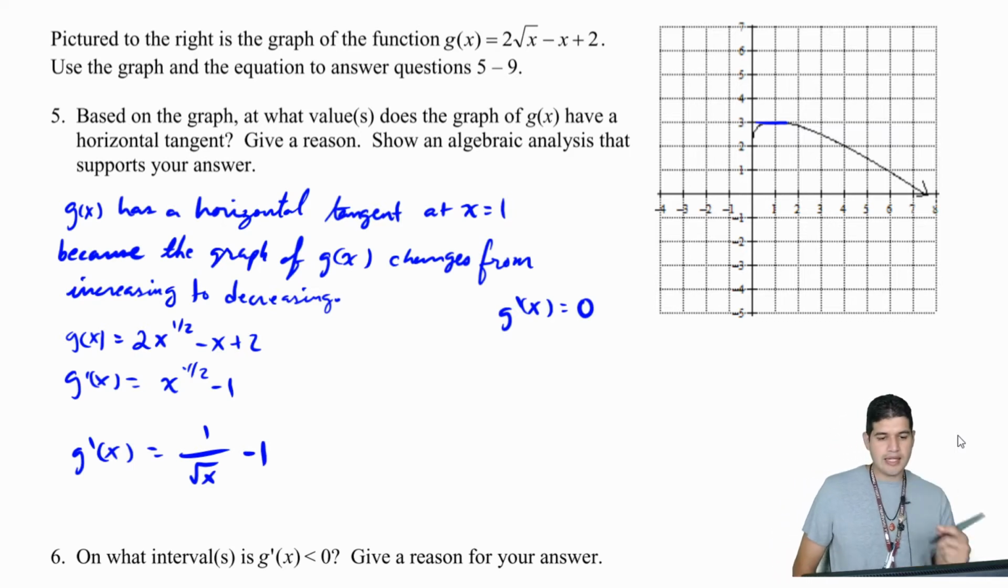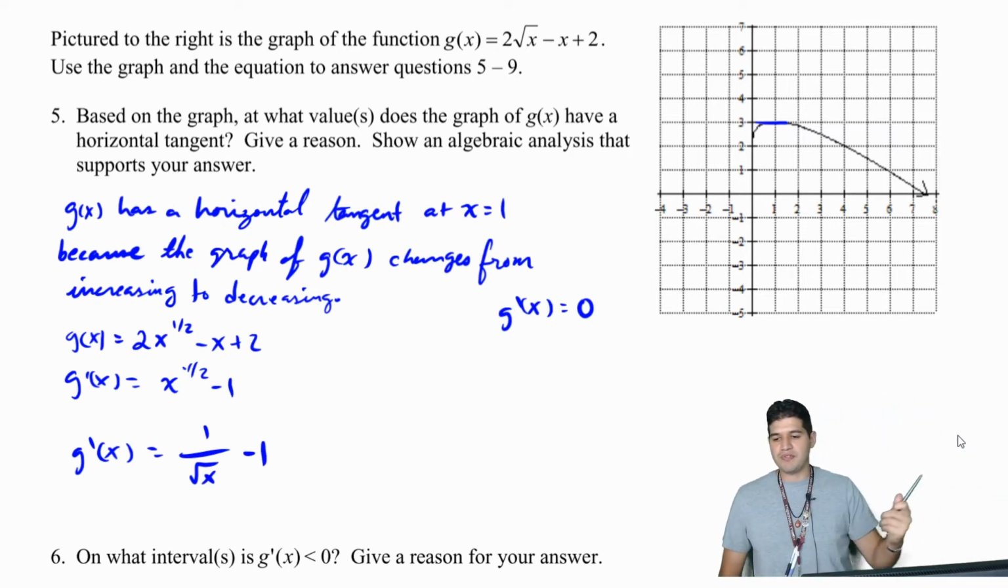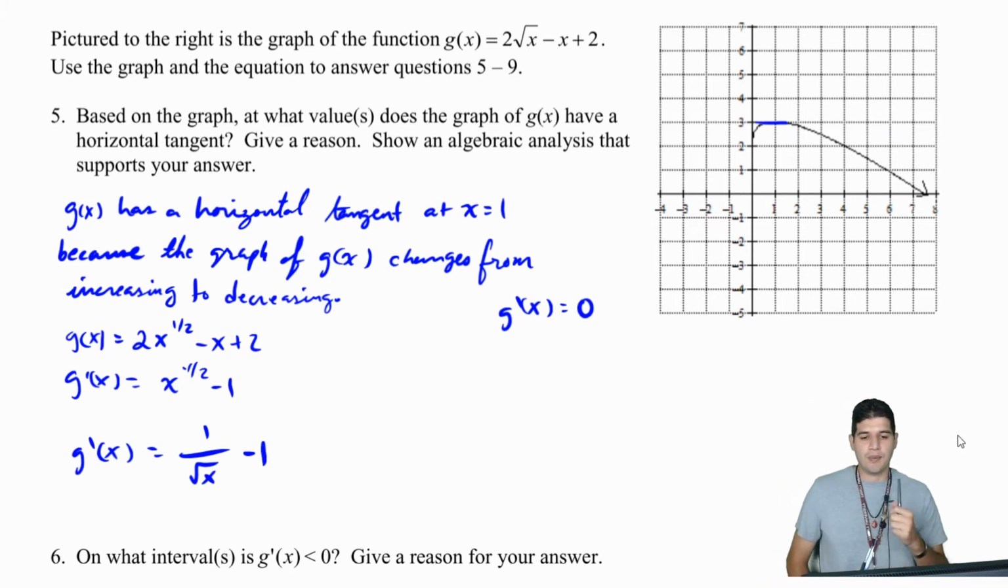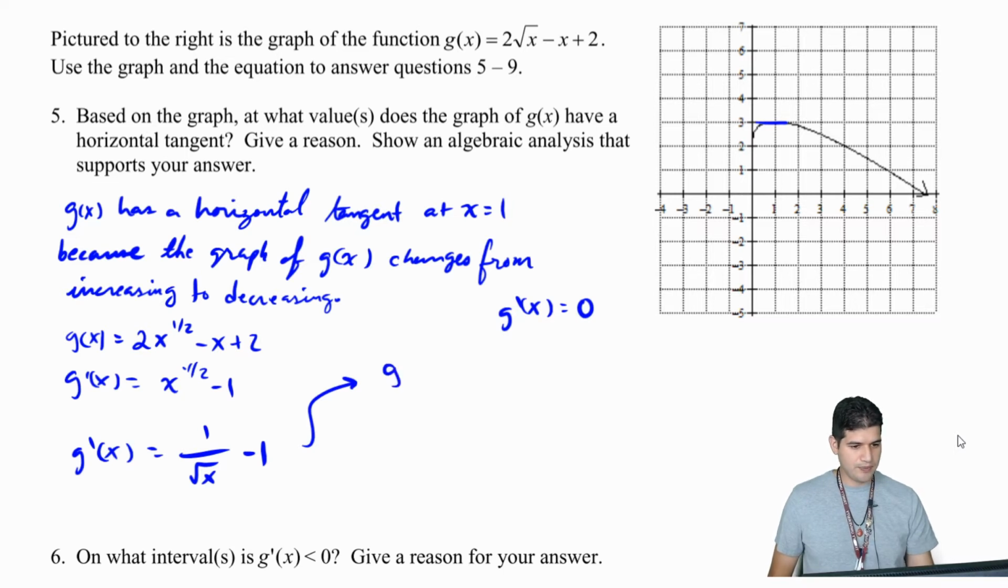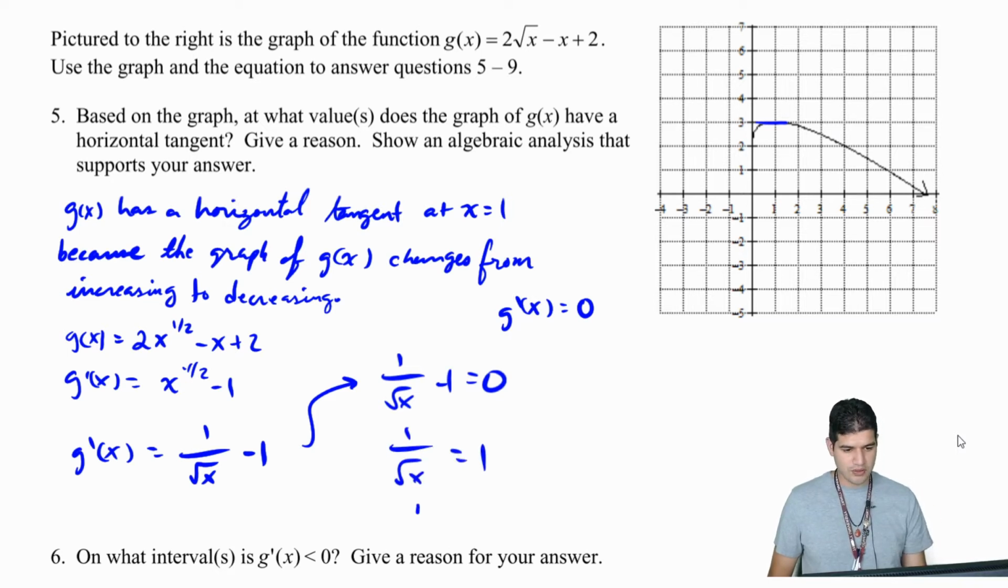Since we want to see when g prime of x equals 0, I'm going to take my function and set it equal to 0. So let's continue this work over here. When is g prime of x equal to 0? 1 over square root of x minus 1 equals 0. Add 1 to both sides: 1 over square root of x equals 1. Multiply by the square root of x: 1 equals the square root of x.